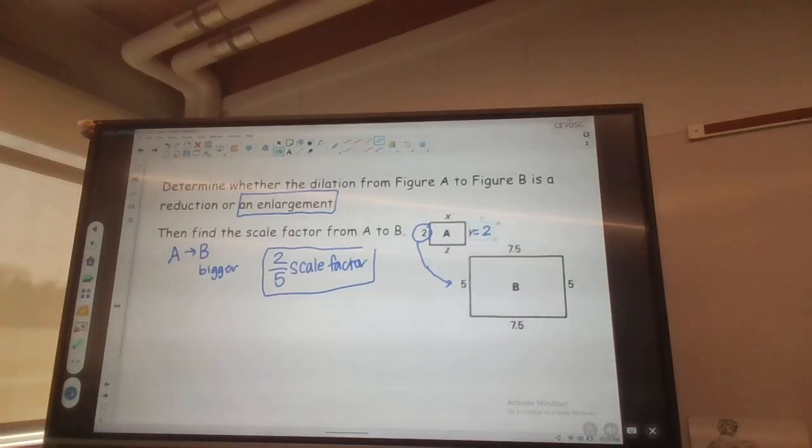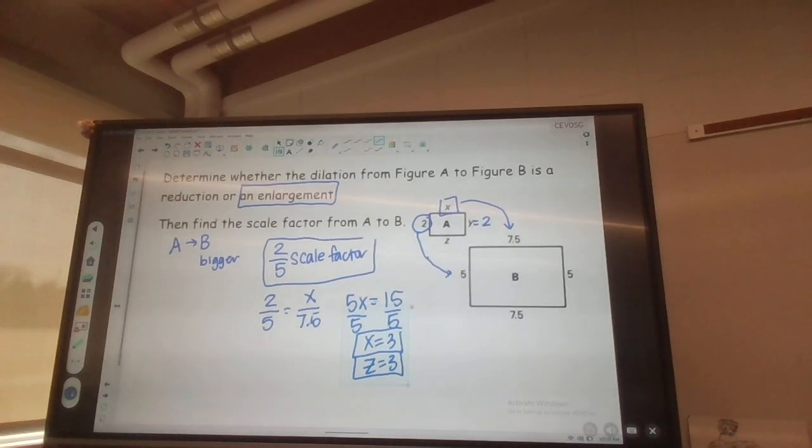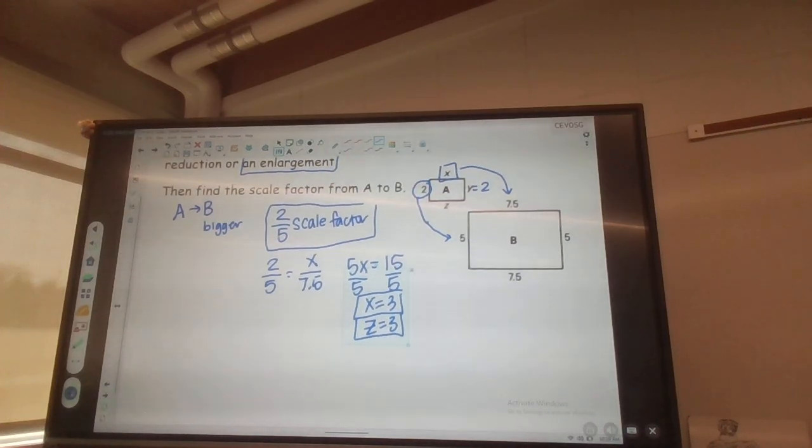And then also, if I wanted to find x, I should be able to find that because it's just a missing side using the same scale factor. So 2 over 5 would go with, and again, it's been a while since we've done this, x would go with 7.5, but x is the smaller one, so I'll put that one on top, and then we'll cross multiply. So I would figure out that x is 3, but then z would also be 3, because that's a little rectangle there that, based off of the information they gave us, we can make those assumptions.